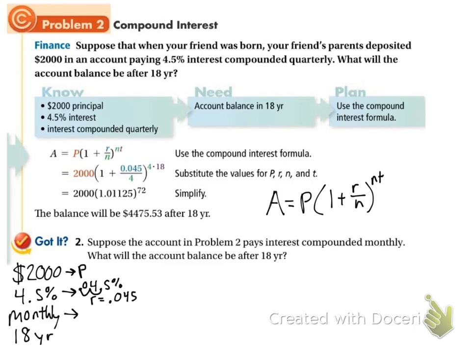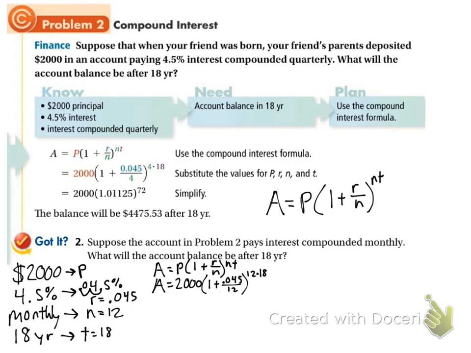Compounded monthly tells us that our N is 12, and we want our T to be 18. So A equals P times (1 plus R over N) to the NT. So A is equal to, we put in $2,000, times (1 plus, on top is 0.045 over 12), and this is to the 12 times 18.